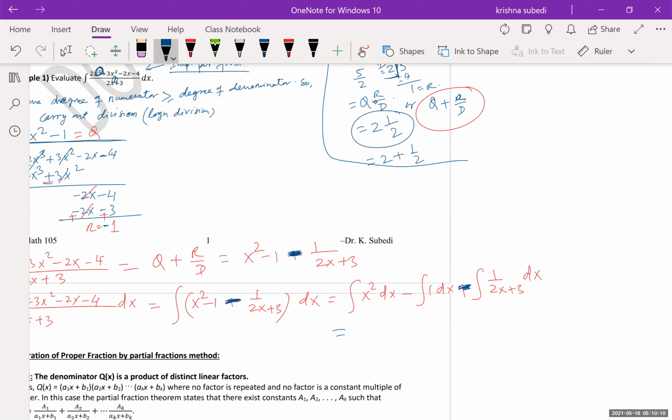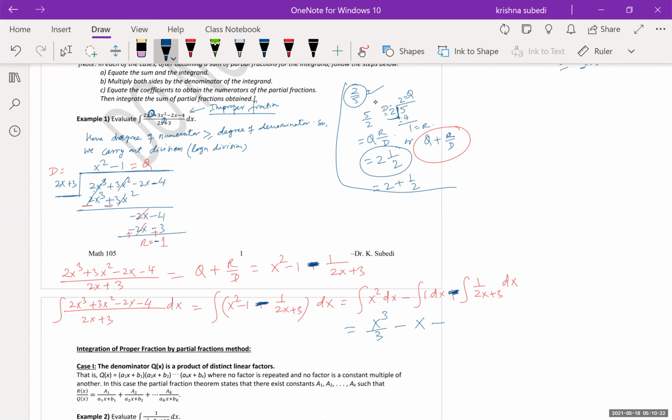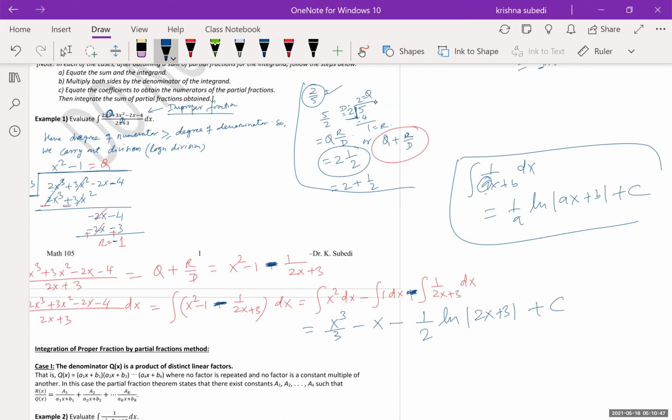So now this is x squared dx. It's a piece of cake for you, which is x cubed over 3 minus, this is simply x, minus, now using the formula, recall the formula, it will be 1 over 2 ln 2x plus 3 plus c. Done. This is your answer, because remember the formula: the integral of 1 over ax plus b dx equals 1 over a ln of ax plus b plus c. That is the formula, and I'm using that formula, and that's what I got. Any question, guys?